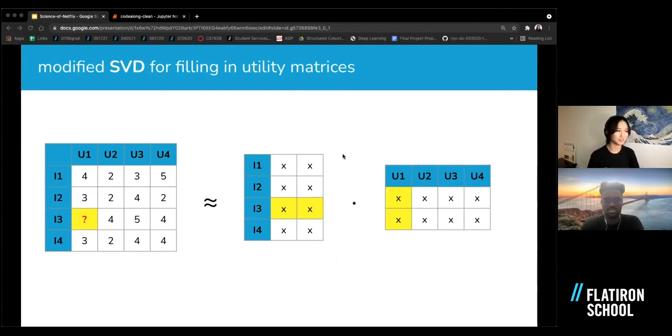More details to follow. But if you are familiar with matrices to some degree, you know that this question mark over here will be, when you multiply these matrices out, affected by anything under I3 here and anything under U1 here. So that's the linear algebra part.